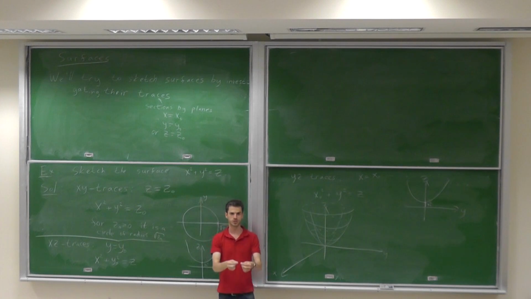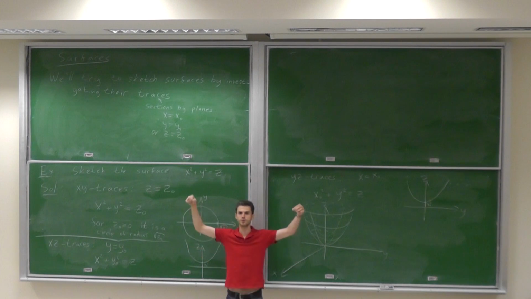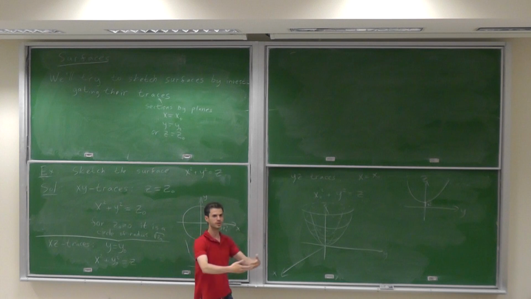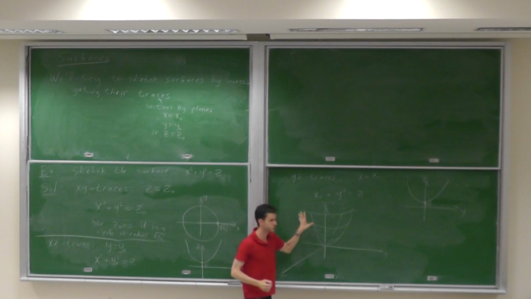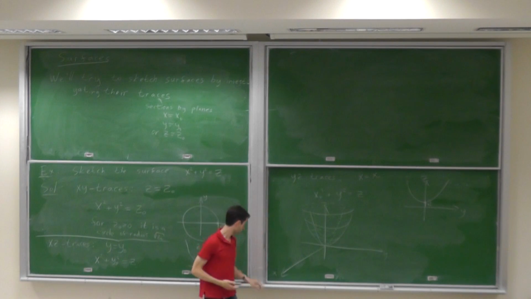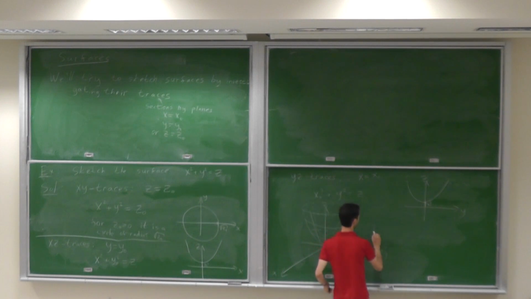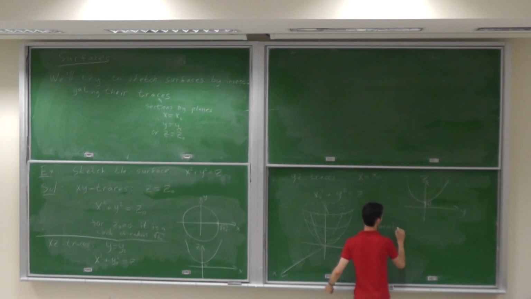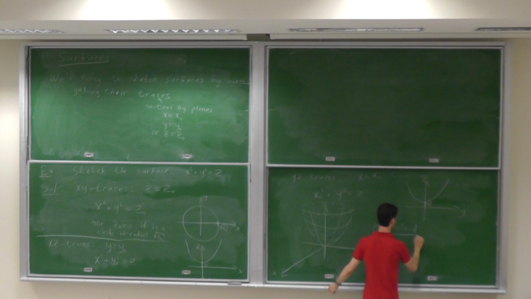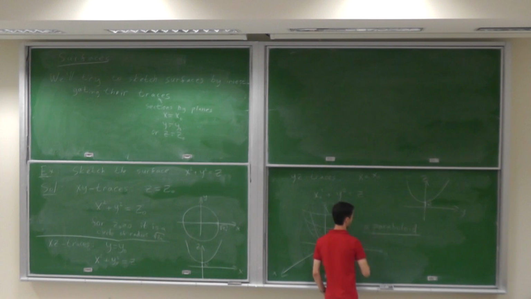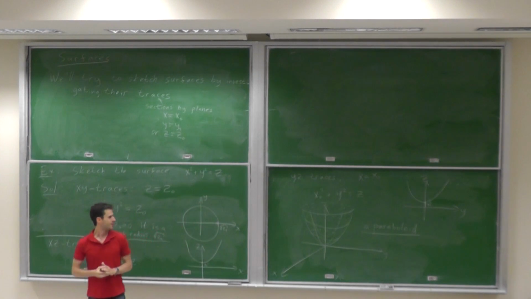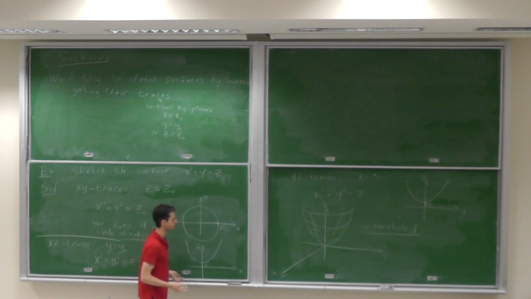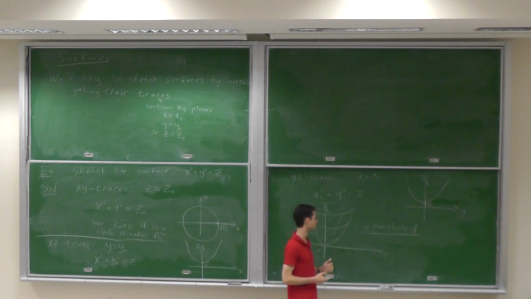So it's something which in one section looks like a parabola, in another section looks like a parabola, and otherwise it's kind of a bunch of circles which become larger and larger. So that's the shape. This shape is called a paraboloid. It's actually quite an important shape. Well, it's important in mathematics for reasons which we'll see a little bit later.